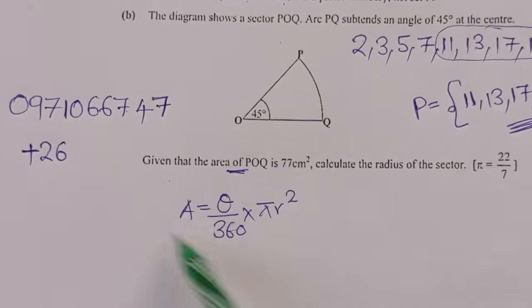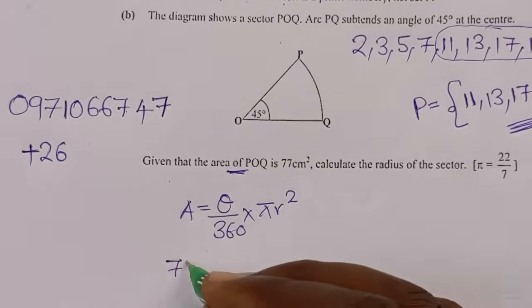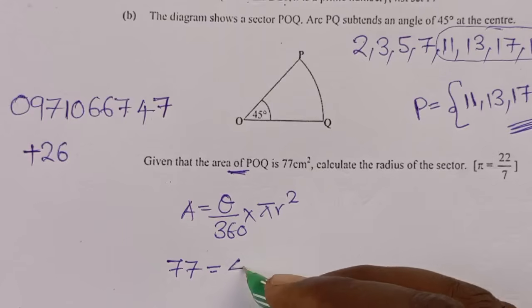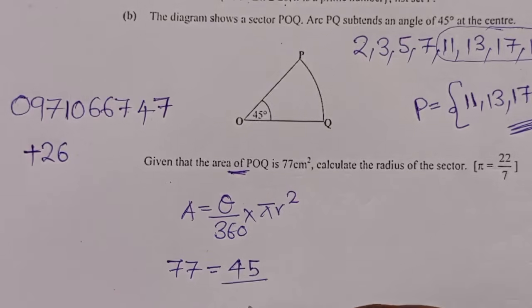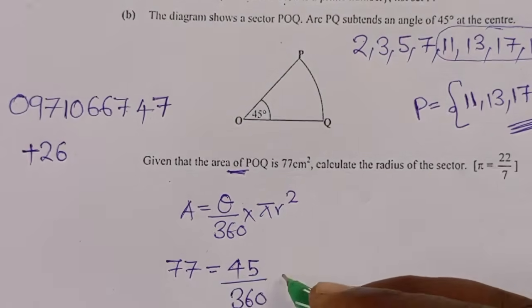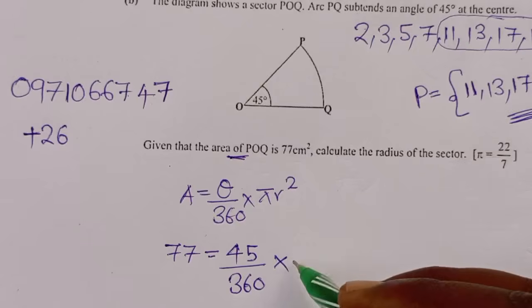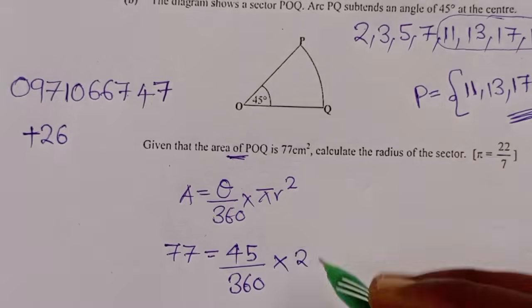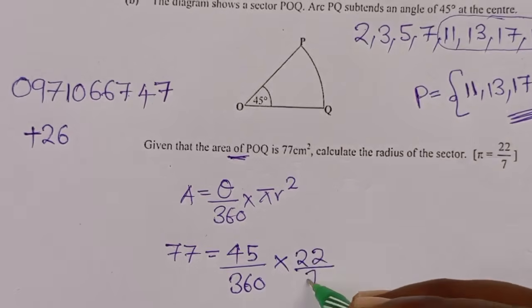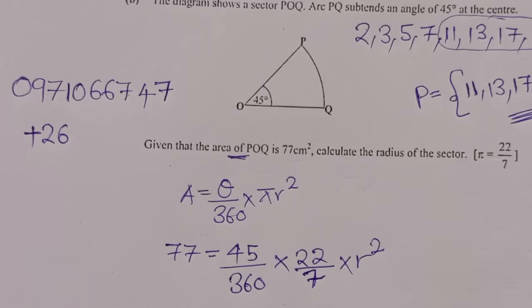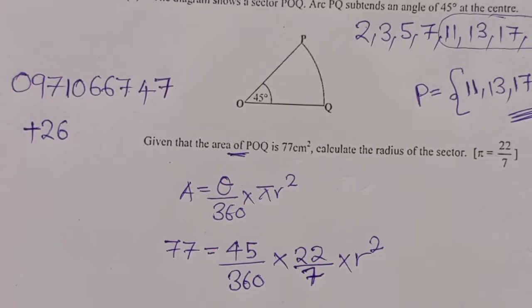We just substitute. What is the area? We are given 77, which is equal to theta over 360. The theta that is there is 45. Then we multiply by pi, and we are told to use pi as 22 over 7. Then we want to find the radius. You know that the radius is positive, so there is no need to consider negative or positive; the radius is going to be positive.